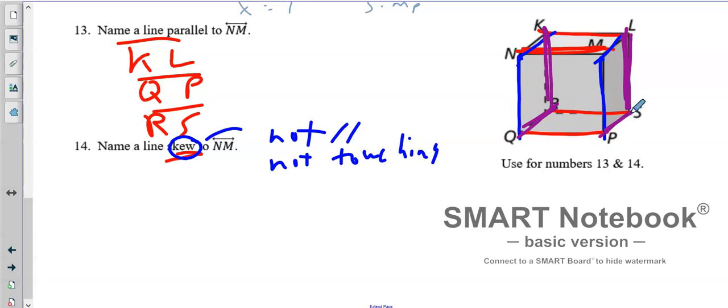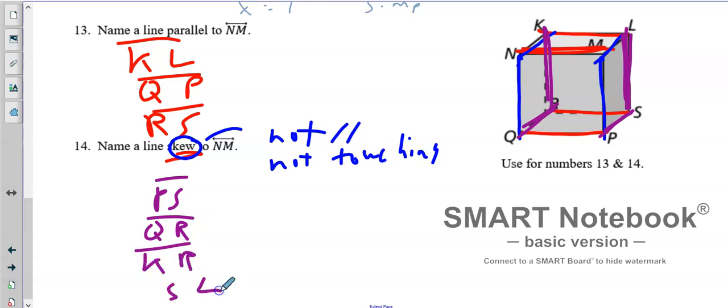So, skew lines are PS, QR, KR, and SL. Those are all skew. Now again, it says name a skew line. But for studying purposes, I would write them all down. But that's up to you.